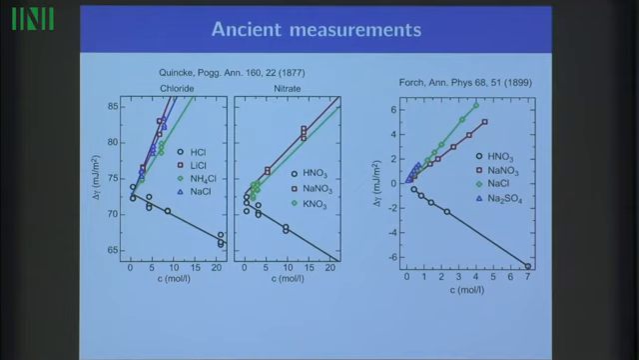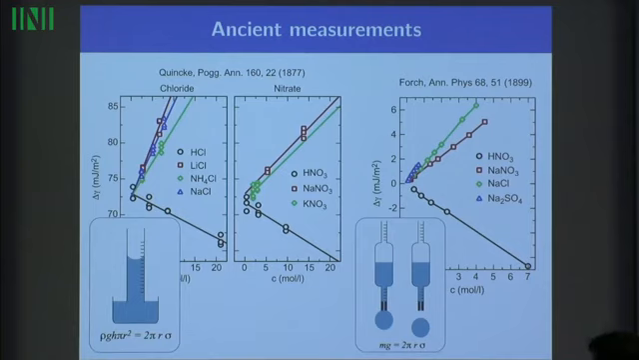But this has been reproduced many times. Later in 1899, the same thing: the acids adsorb and the other ions are desorbed. And these are different measurement methods, either capillary rise or the drop fall method.